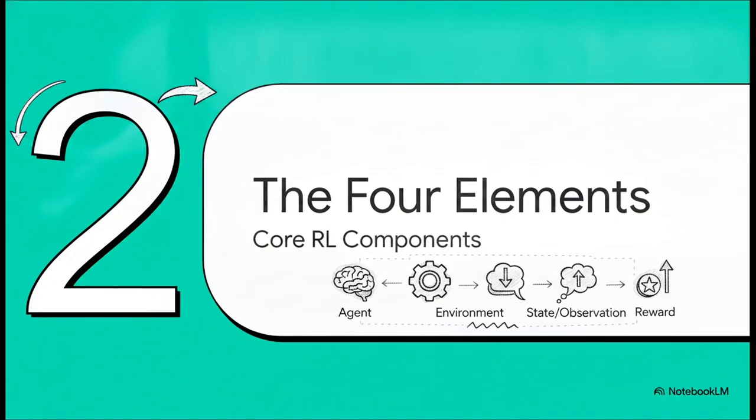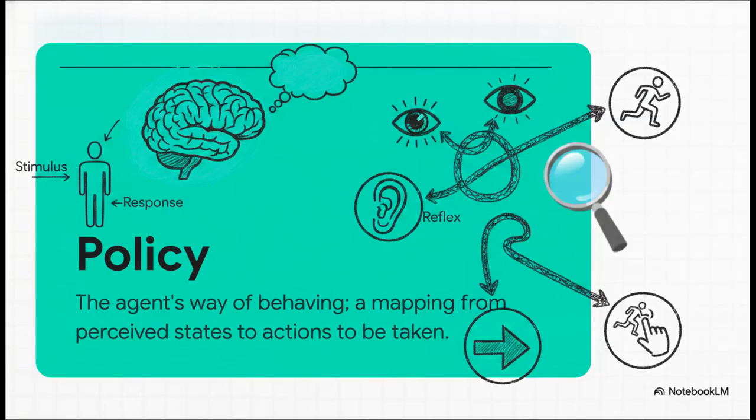Let's break down the core components that actually make an intelligent agent tick. First up, we've got the policy. Think of the policy as the agent's brain. It's essentially a map from the perceived states of the environment to the actions that need to be taken. It directly dictates what the learning agent is going to do at any given second. If we're talking biology, this would be like your natural reflexes or a deeply ingrained habit.